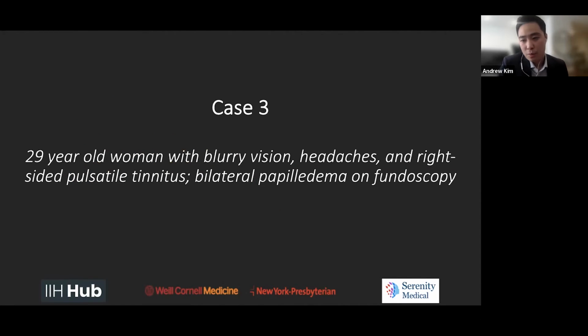So here we move on to our third case. We have a 29-year-old woman who comes in with blurry vision, headaches. So you can already see that a lot of the symptoms tend to be very similar here, as well as right-sided pulsatile tinnitus, as well as bilateral papilledema on fundoscopy.